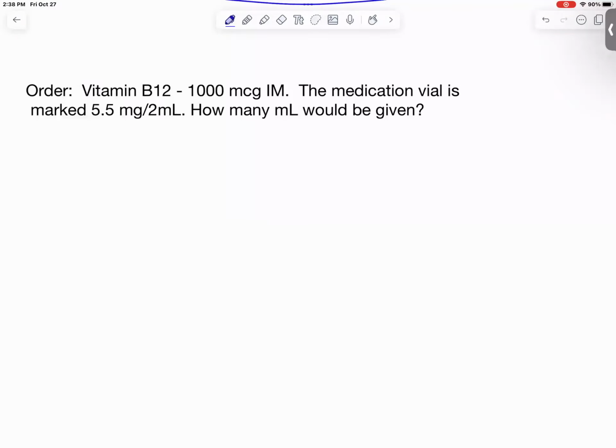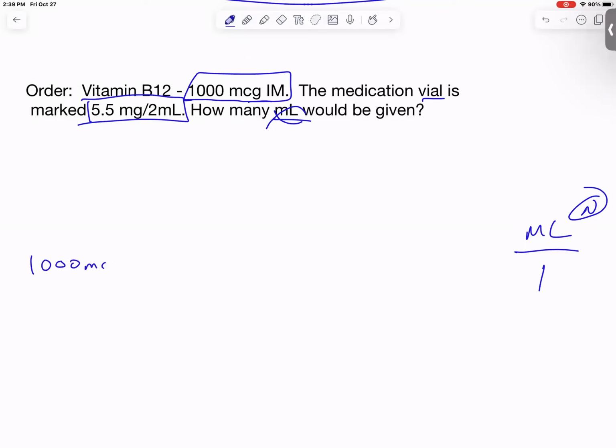All right. So the order is for vitamin B12. The doctor wants to give 1,000 micrograms intramuscularly. Pharmacy sends up a vial, and the vial has a label that says every 2 milliliters has 5.5 milligrams in it. How many milliliters will you give? Well, I need milliliters in the numerator. So what's my order? 1,000 micrograms.